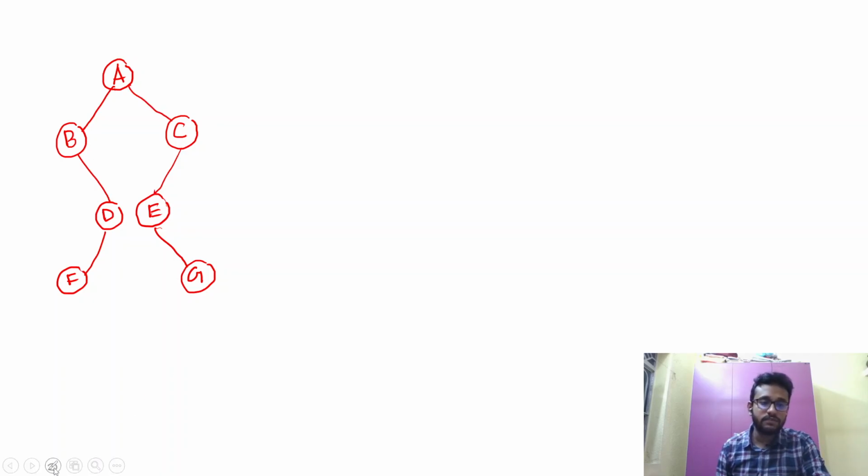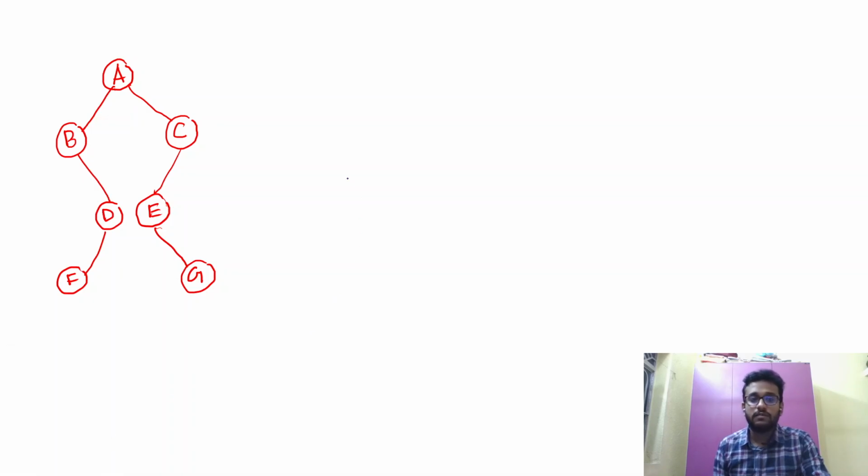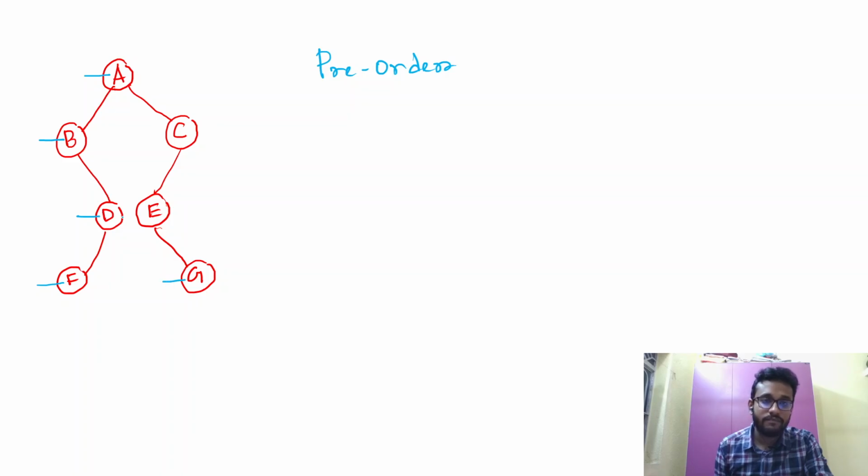Okay, what is my objective? My objective is very simple. I want to find the pre-order. Then what will be the pre-order? What is the first step? I have to draw a line on the left-hand side of every bubble, or every node you can tell.